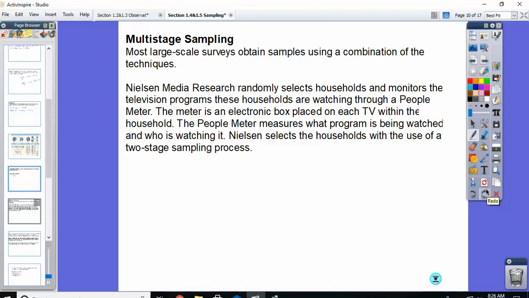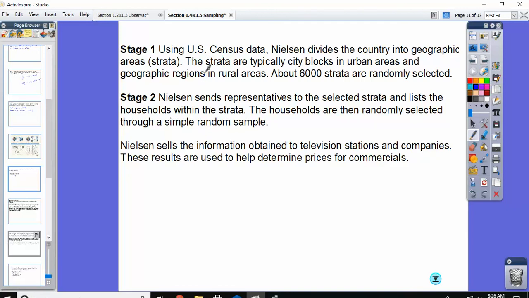The final thing that I need to mention is multi-stage sampling. This is done for large-scale surveys. So if you're thinking about the census or something like that, they have stages of their samples. It helps them collect better information. So one example, there is a research company that selects households and monitors what TV they watch. So they put a box on the TV in the household and then monitor it. They use a two-step model.